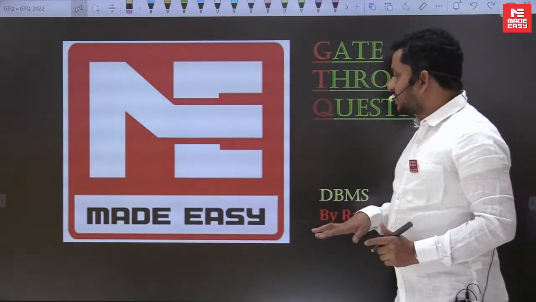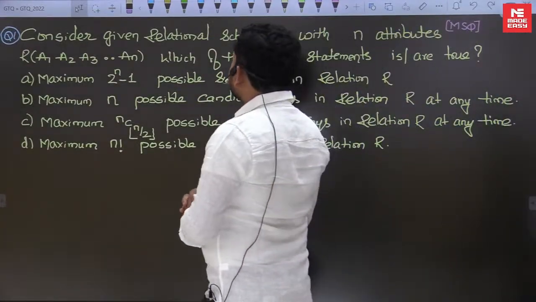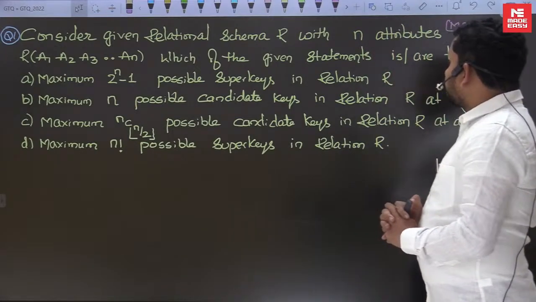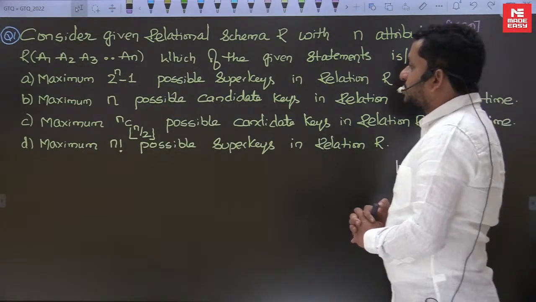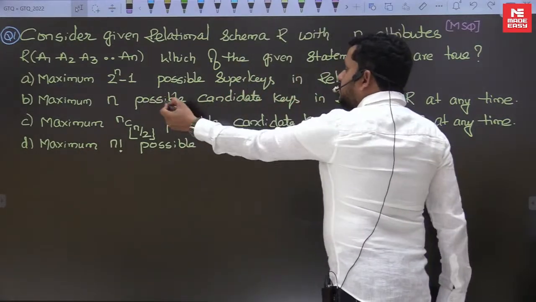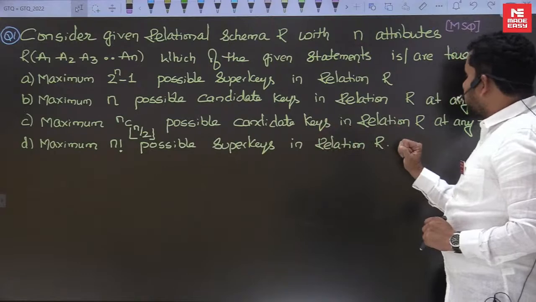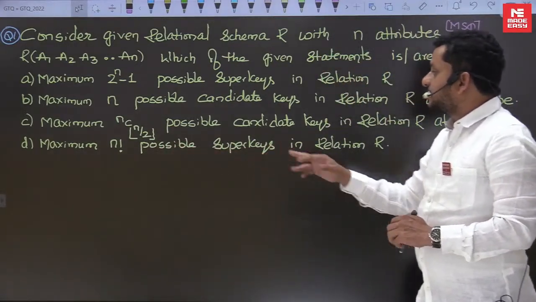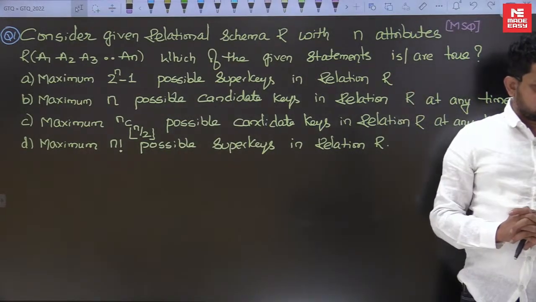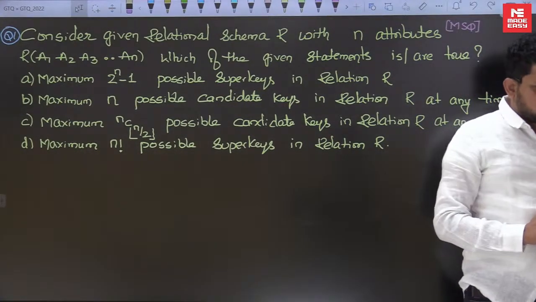Right, so let's move to the question. Consider a given relational schema R with n attributes. Which of the given statements are true? It's a multiple selection question. One: maximum 2 power n minus 1 possible super keys in relation R. Two: maximum n possible candidate keys in relation R. Three: maximum n by 2 possible candidate keys in relation R. Four: maximum n factorial possible super keys in relation R. It's an easy question only, so make it fast. Please answer in your comment box.